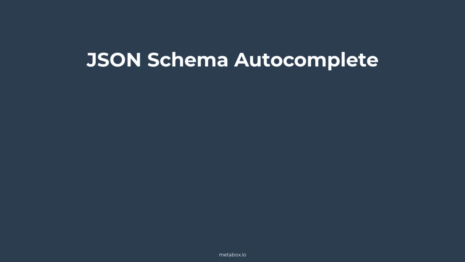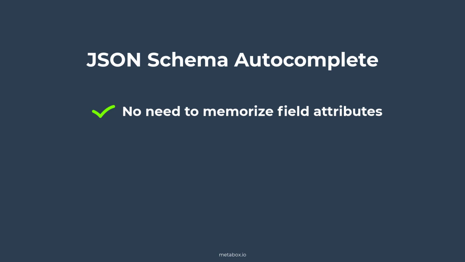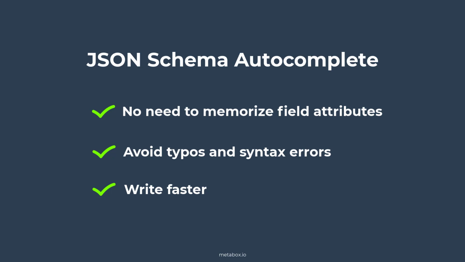With JSON Schema Autocomplete, no need to memorize field attributes. Your editor will suggest possible options as you type. Next, avoid typos and syntax errors. It alerts you instantly when there's a mistake. And write faster. No more switching tabs to check documentation. Everything is right there in your editor.